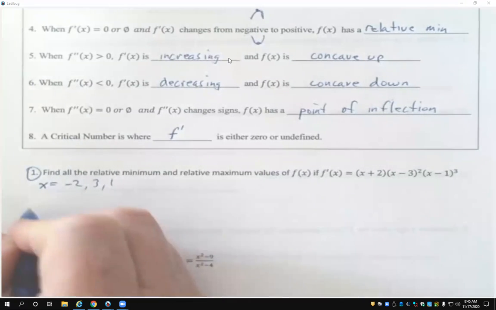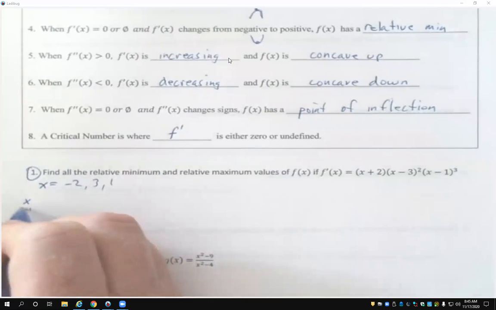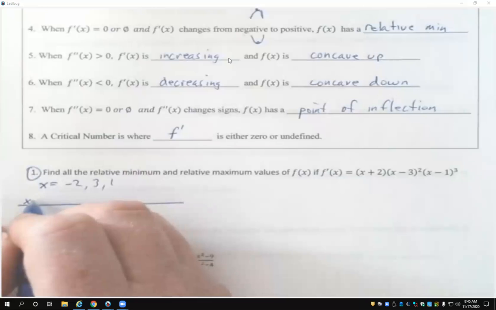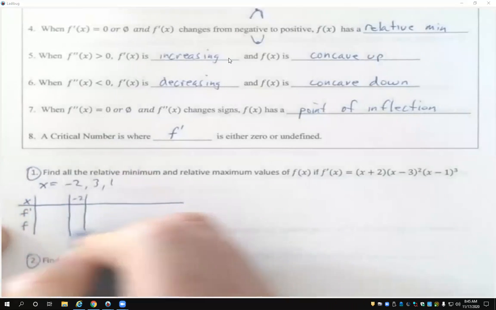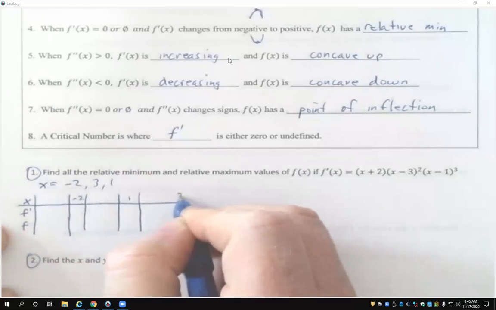Now I'm going to make a sign table. I got x, I got f prime, and I got f. And I have my 3 critical numbers and then the intervals, right? So my first critical number would be -2. My next one would be 1. And my next one would be 3.